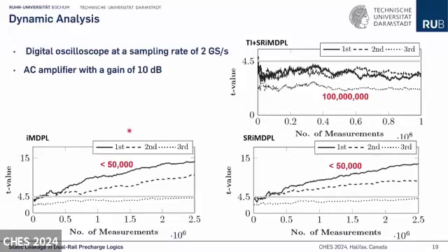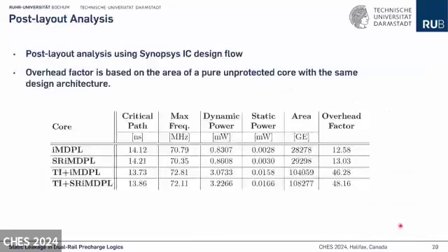In the case of IMDPL and SR-IMDPL, we detected data dependency with less than 50,000 samples. However, in the case of threshold implementation of SR-IMDPL, we didn't detect any data dependency up to third-order statistical moment based on the t-test using 100 million traces.